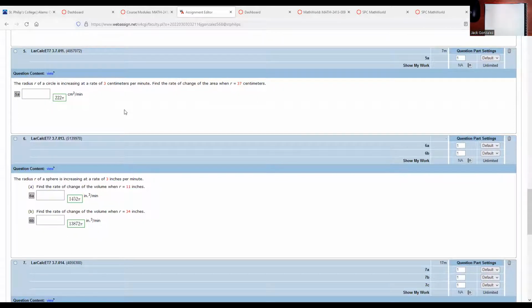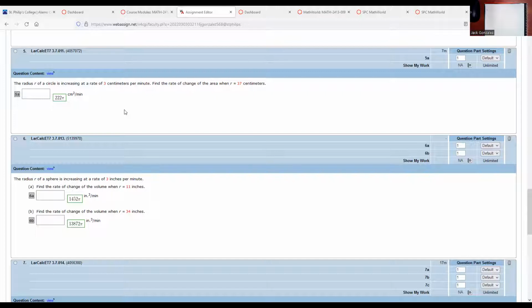So they're not giving us anything. We have to develop the equation ourselves. At first read, it sounds challenging, but it's not. So what's changing? The radius r is increasing at a rate of 3 centimeters. Do you agree that that is dr/dt? Change in r over time.